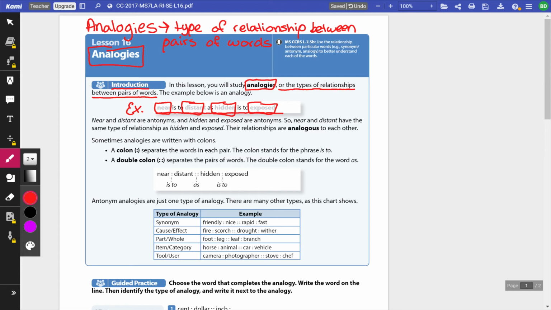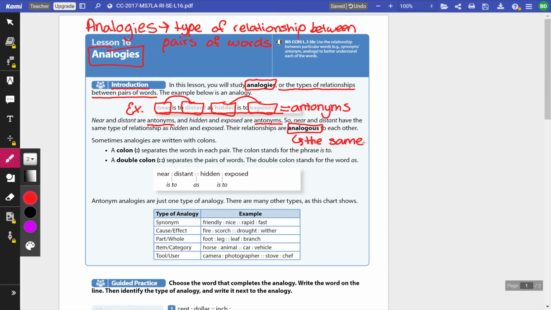So near and distant are antonyms, and hidden and exposed are antonyms. So near and distant have the same type of relationship as hidden and exposed. So these two have the same relationship, and those two have the same relationship. And that relationship is that they are antonyms. And their relationships are analogous to each other. If something is analogous, it means that it is the same.